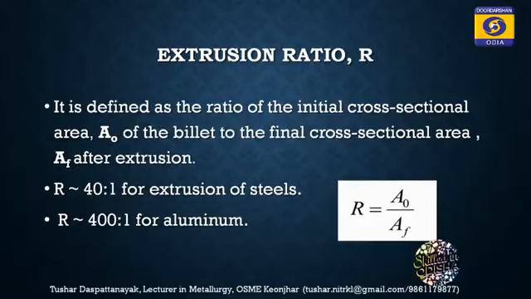I have given some examples. For steel, extrusion ratio R will be 40:1 or 40. For aluminium, it is 400:1. Okay, we'll go for next slide.